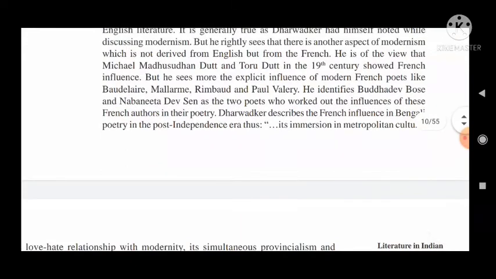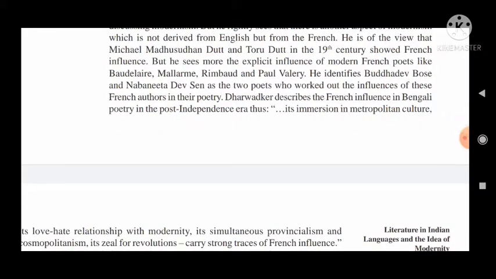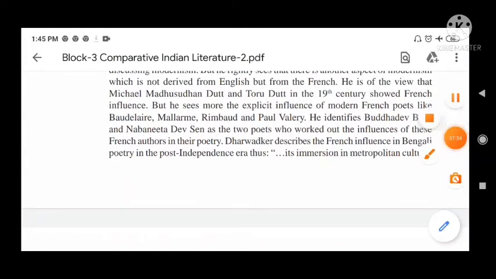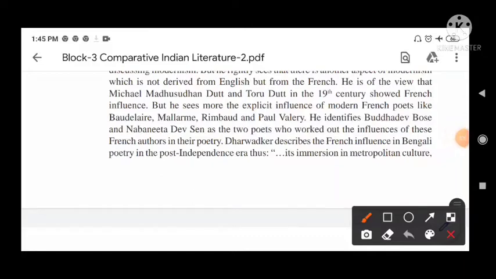But is there more of an explicit influence of modern French poets like Baudelaire, Mallarmé, Rimbaud and Paul Valéry? Some French poets' names you can also remember: Baudelaire, Mallarmé, Rimbaud and Paul Valéry.